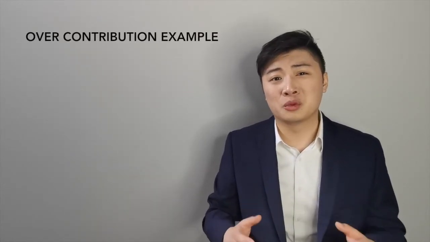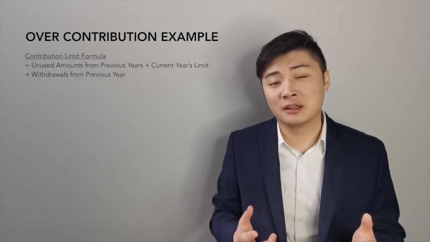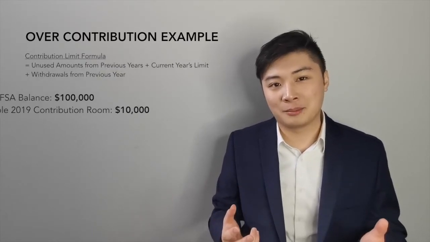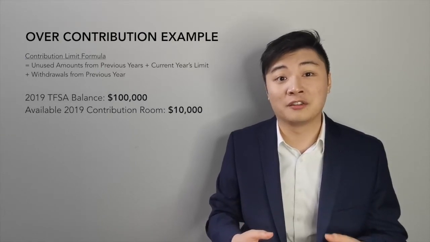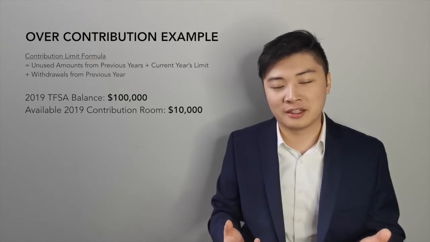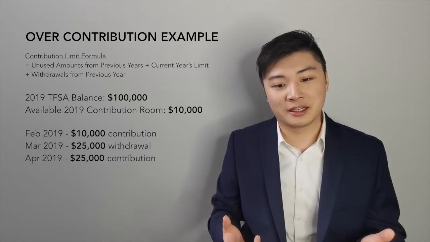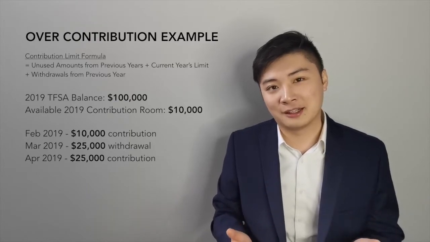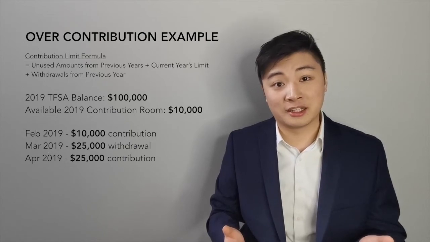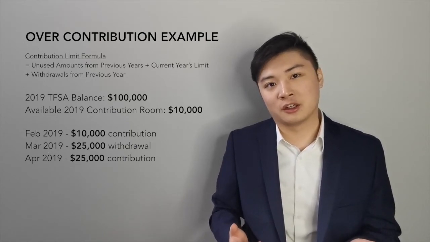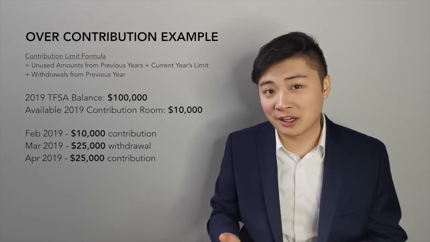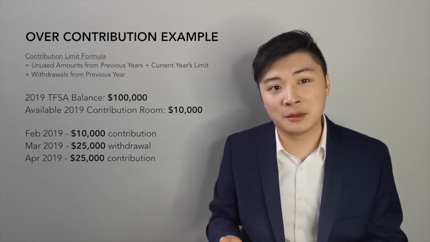So next, let's talk about a really common mistake in the TFSA account where people over-contribute all the time. So using the same example, in 2019, we have the TFSA balance of $100,000 and you have an available contribution room of $10,000 in 2019. On February 1st, 2019, you contribute the remaining $10,000 to your TFSA account. And then in March 2019, you withdraw $25,000 from your TFSA. And after withdrawing, you want to recontribute $25,000 to your TFSA account in April.